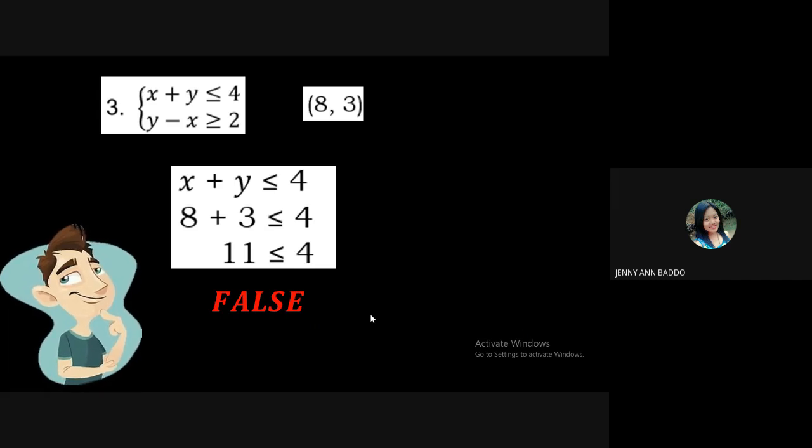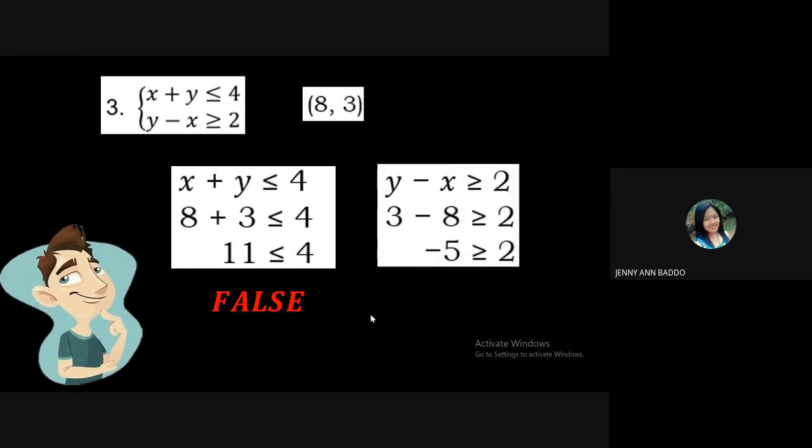Again, since it's a false statement, you can conclude that the given ordered pair does not satisfy the given system of linear inequalities. Let us try to test the second inequality. y minus x is greater than or equal to 2. By substitution, we have 3 minus 8 is greater than or equal to 2. 3 minus 8 is negative 5, is greater than or equal to 2.